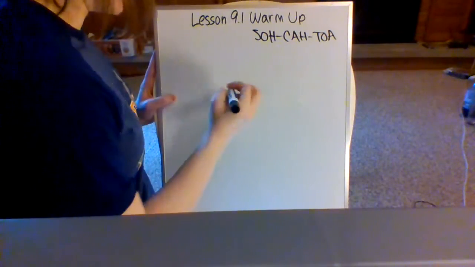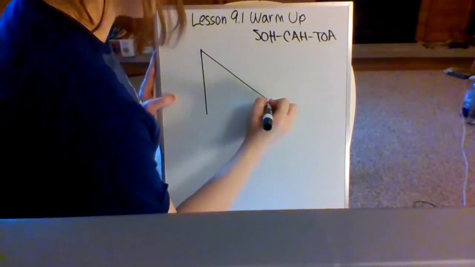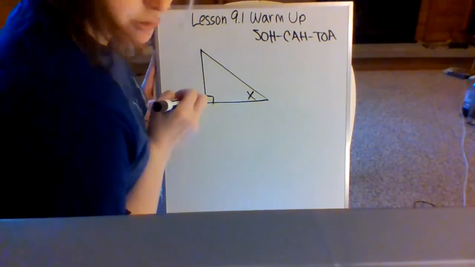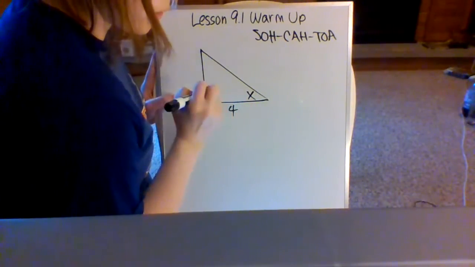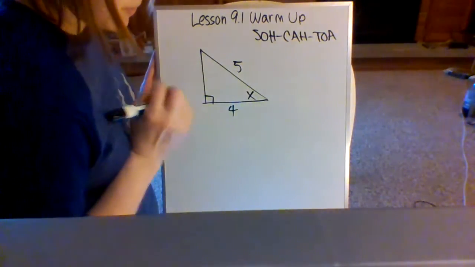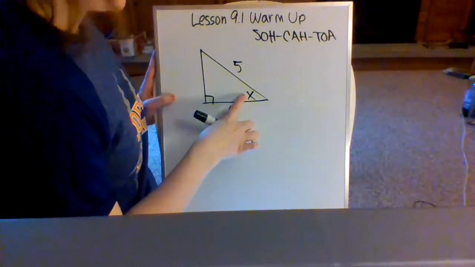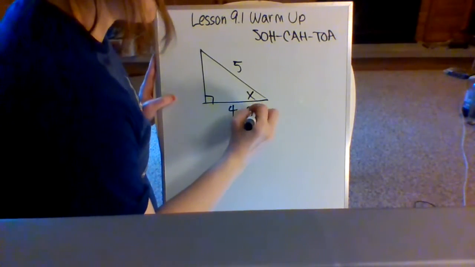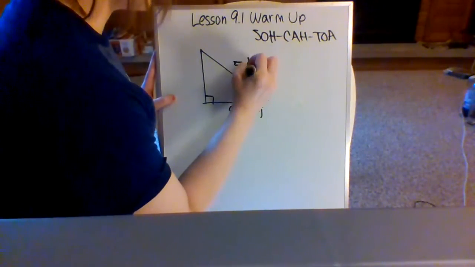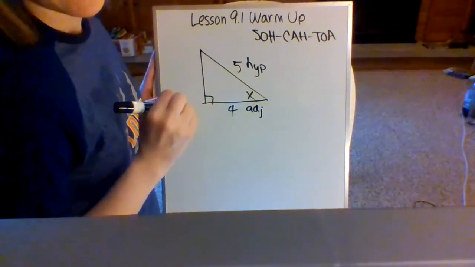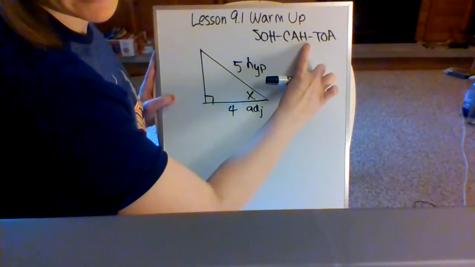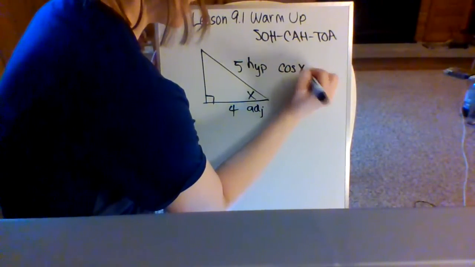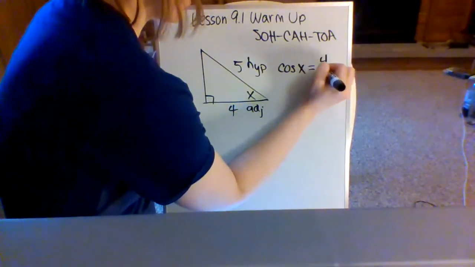Alright, the next problem looks like this. We got x is the angle, so we're trying to find an angle this time. This side is 4, and this side is 5. Okay, so if this is our angle, this would be the opposite side, so we don't have that. We have adjacent, and we have hypotenuse. Okay, so SOH-CAH-TOA, adjacent and hypotenuse, is cosine. So cosine x equals 4 over 5.